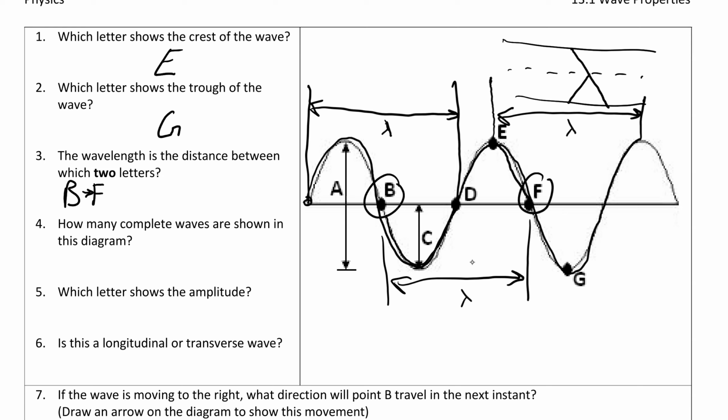So you could go crest to crest. You could also go trough to trough. A lot of different ways to look at the wavelength.